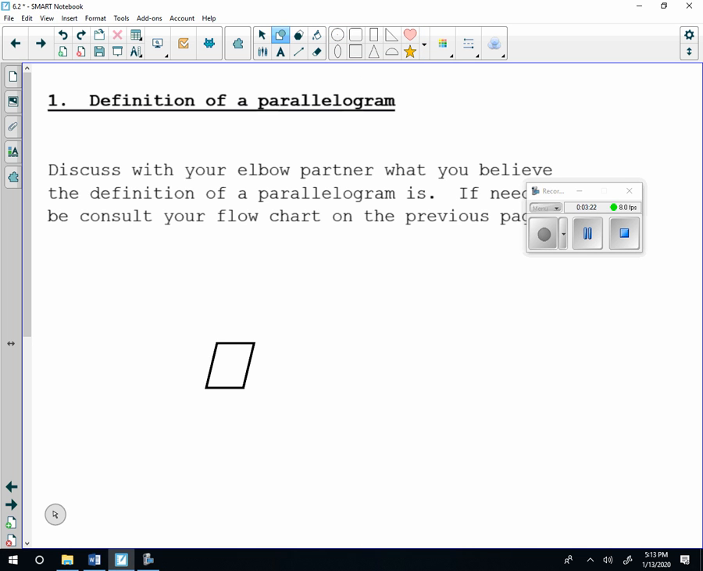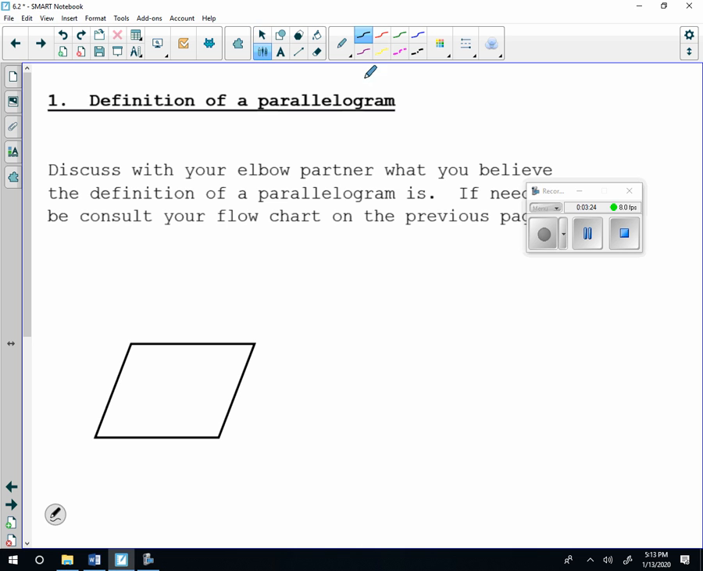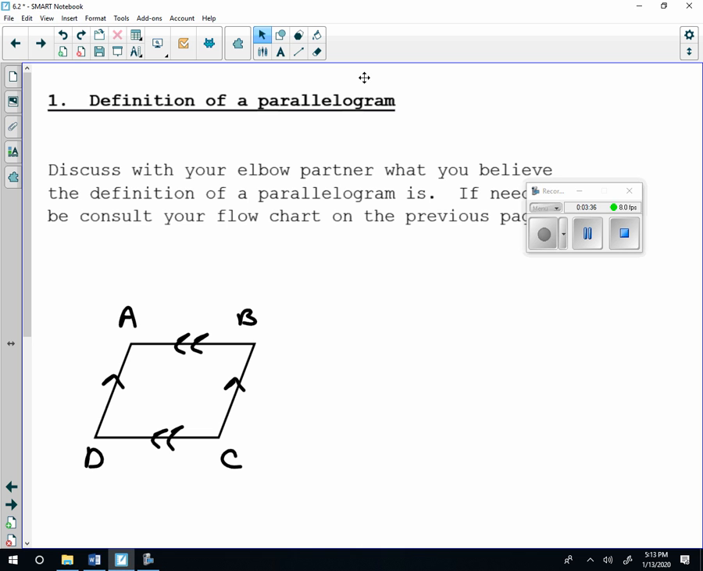Okay? So if we have such a quadrilateral, a four-sided polygon, in which both pairs of opposite sides are parallel, not only is it a quadrilateral, but now it's considered a parallelogram by definition. So the definition of a parallelogram again is a quadrilateral in which both pairs of opposite sides are parallel.